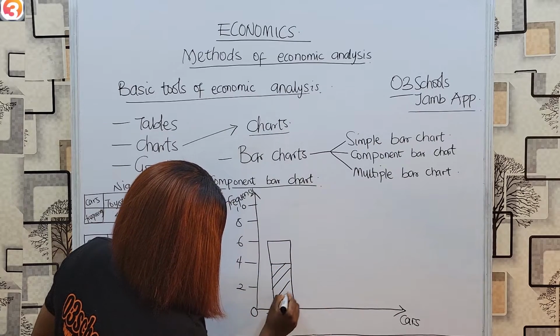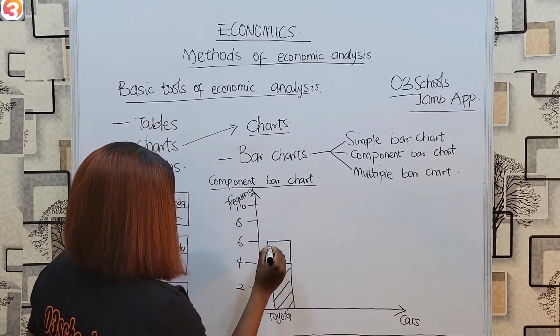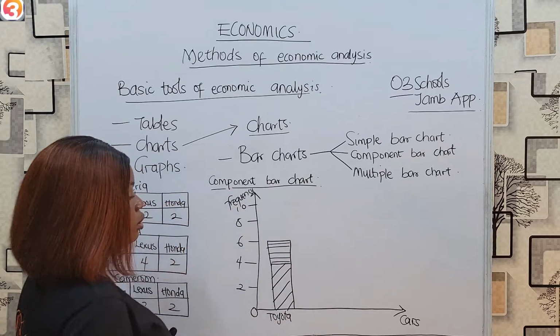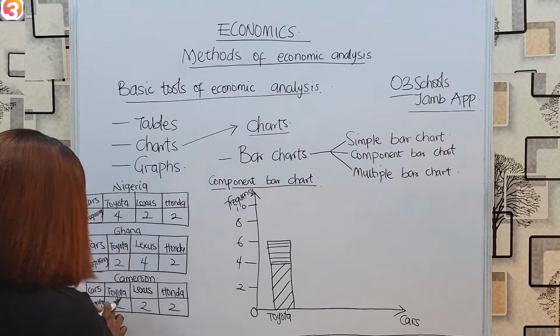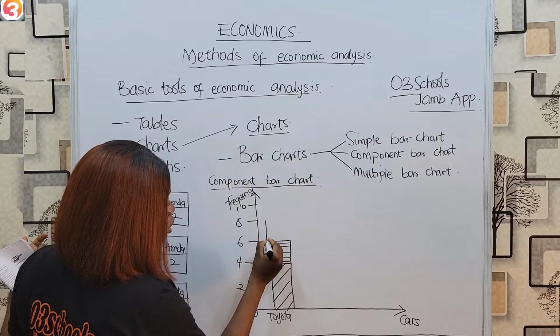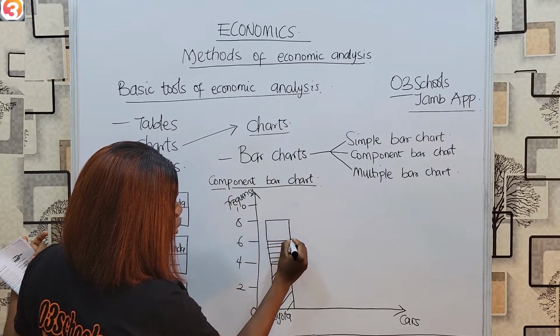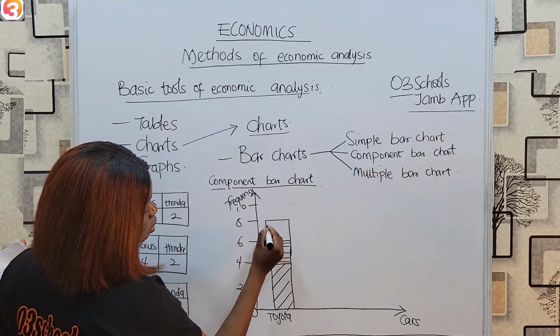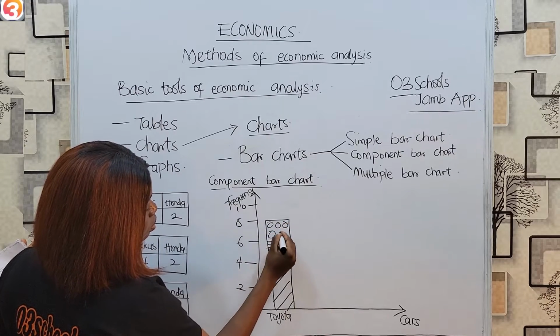Let's say this. Then plus 2 for Toyota in Cameroon. 2 plus 6 will have what? 8. So it's going to be at 8. Then let's just say vehicles.